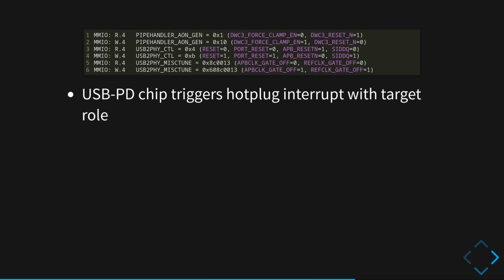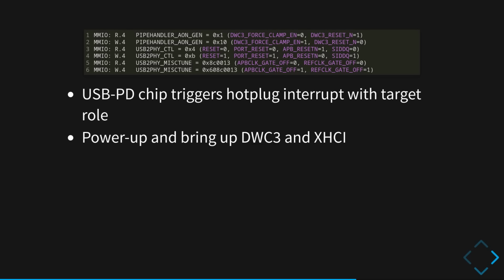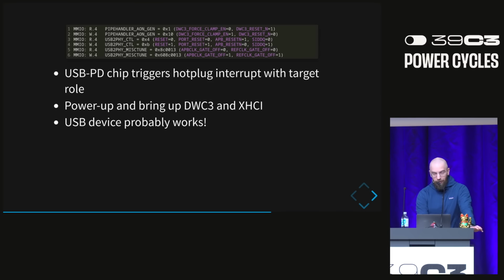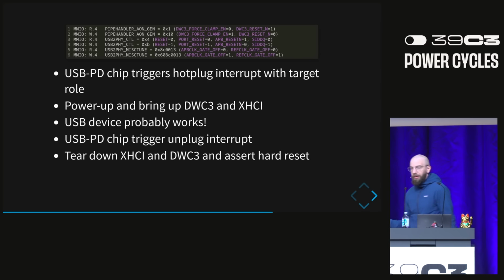So like I said, you get the interrupt from the PD chip with a hot plug. You then only power it up and bring everything up. Hopefully the USB device works, usually does. Then you get the unplug interrupt, and then you have to tear everything down and do a hard reset again.